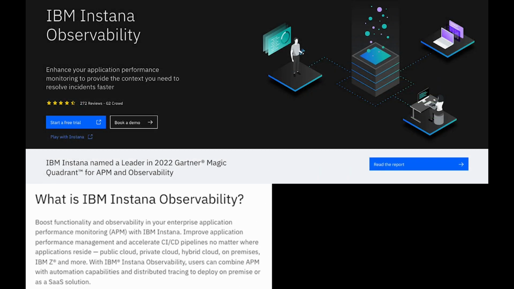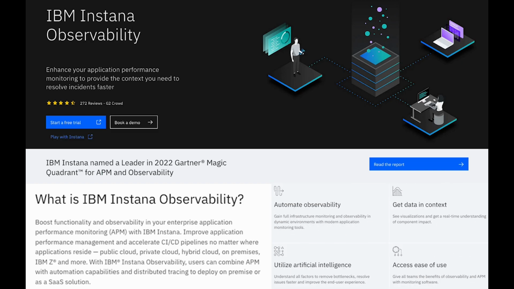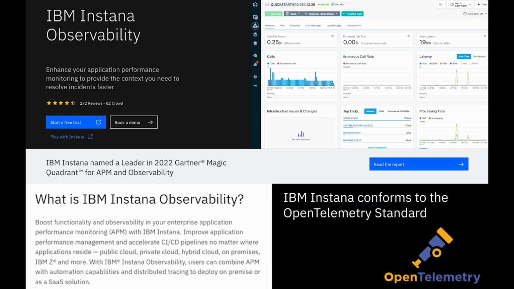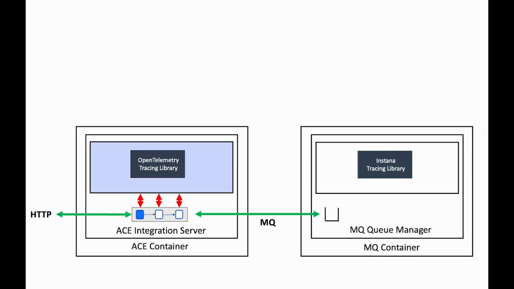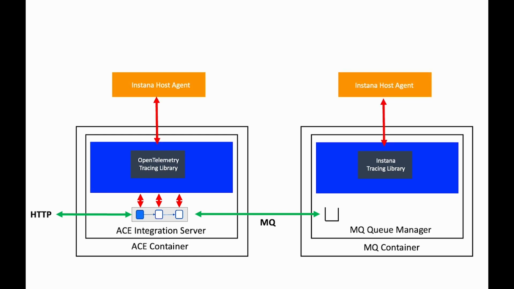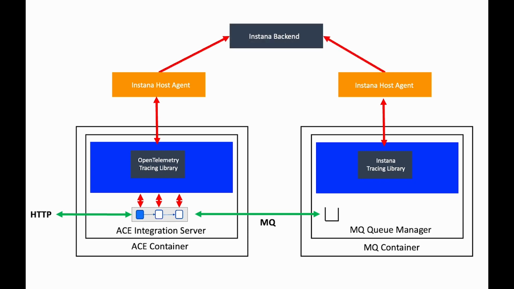IBM Instana is an observability platform. It lets you see lots of different kinds of data, which allows you to observe how your software is behaving. The data can be used for monitoring CPU, viewing memory usage, and for tracing. IBM Instana conforms to the OpenTelemetry standard, which allows you to track data as it passes from one application to another. In my demo, I will be using App Connect Enterprise message flows and IBM MQ. Instana agents are used to collect data from IBM App Connect Enterprise and MQ. They forward the data to the Instana backend. I'm using IBM Instana that has been installed in the IBM public cloud.